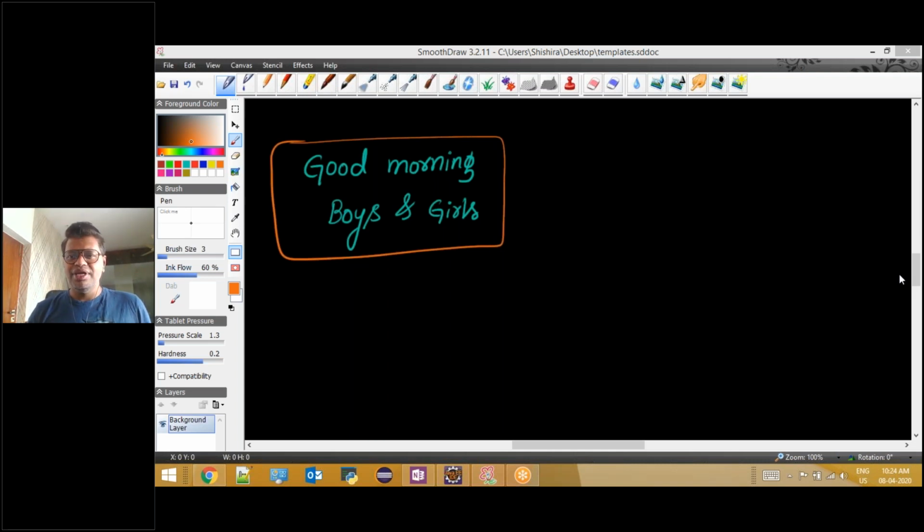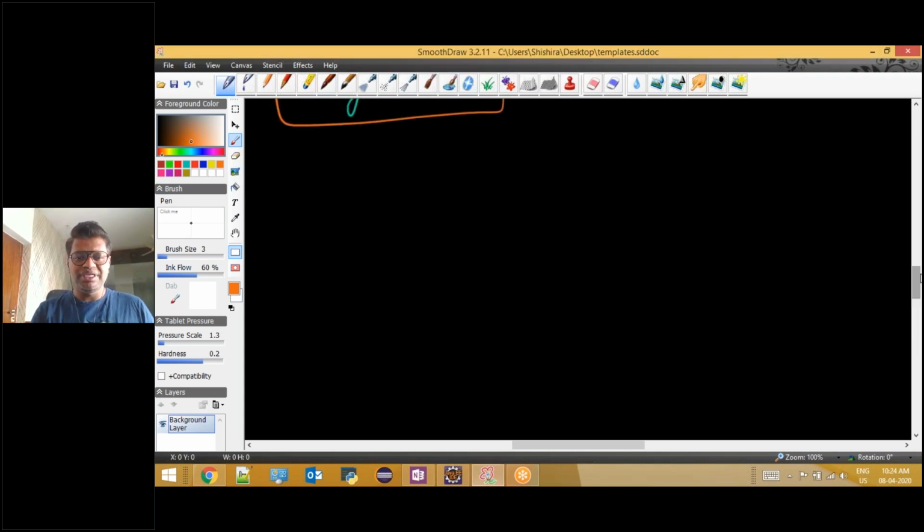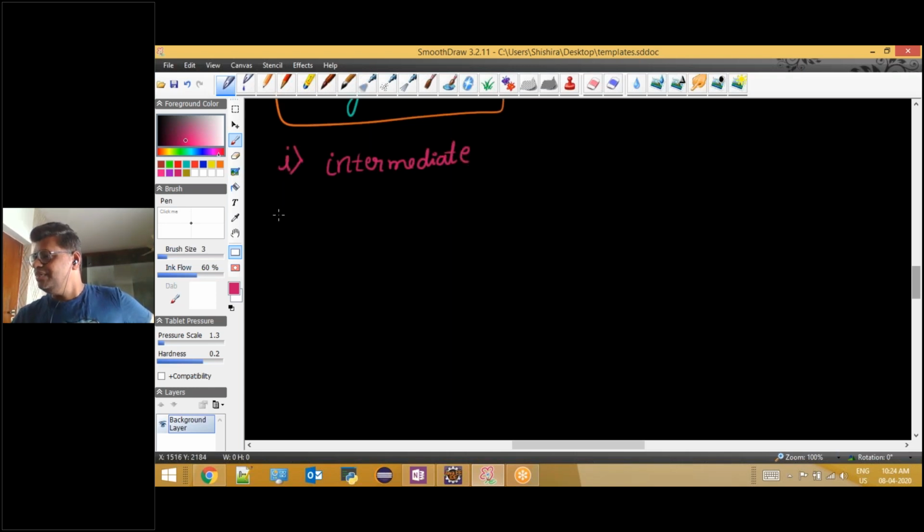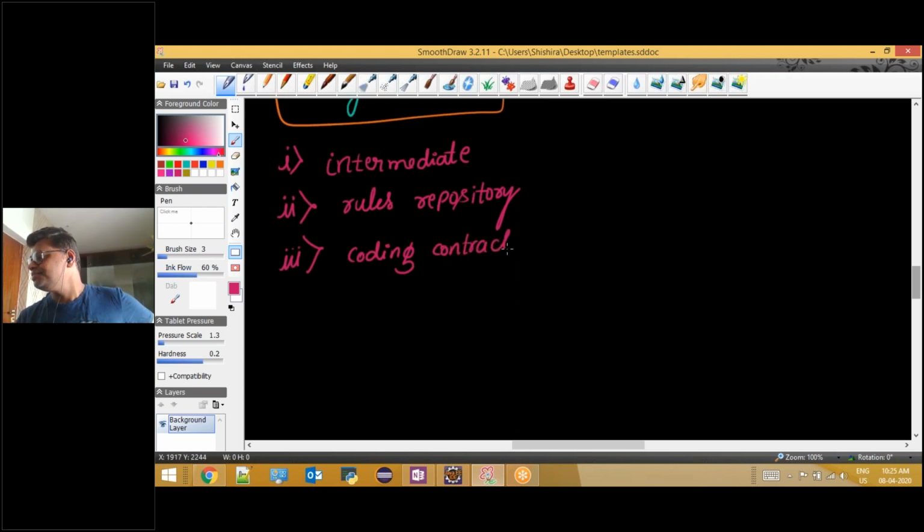As I was telling, there are three meanings of interface. What are the three meanings? The first one, we call an interface as an intermediate. This is the first meaning. The second meaning is called rules repository. The third meaning of interface is called coding contract.